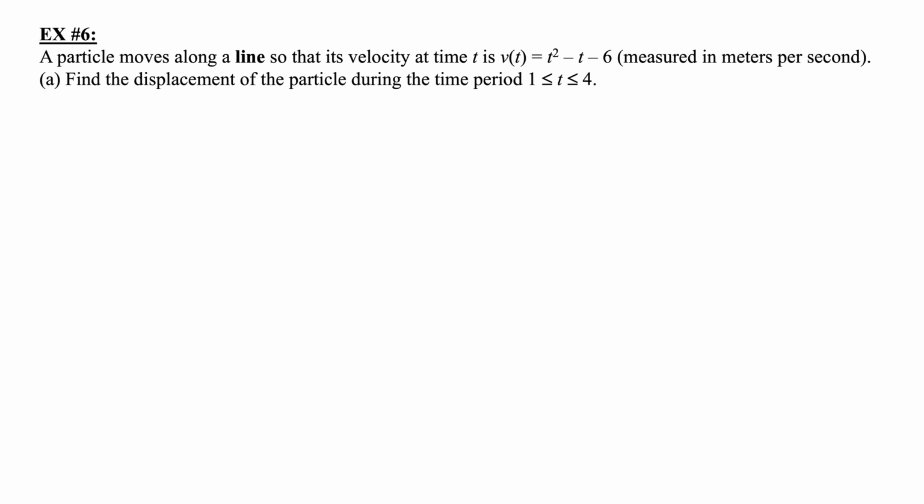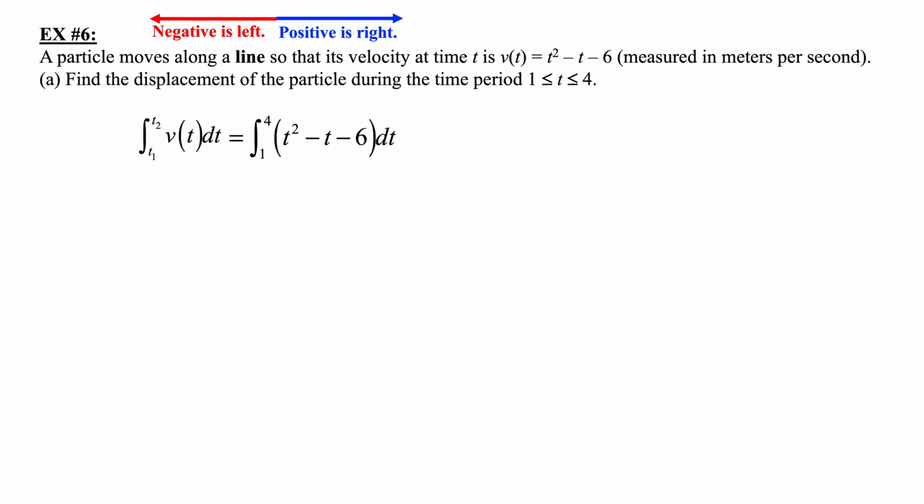All right, example 6. A particle moves along a line so that the velocity at time t is v of t equals t squared minus t minus 6, measured in meters per second. Find the displacement of the particle during the time period from 1 to 4. It's bracketed, so it's a closed interval, so we can write this, we'll integrate from 1 to 4 of t squared minus t minus 6 dt.